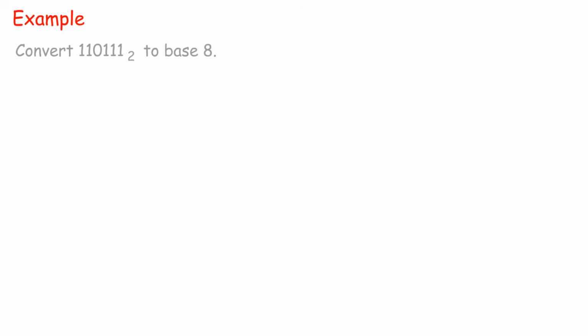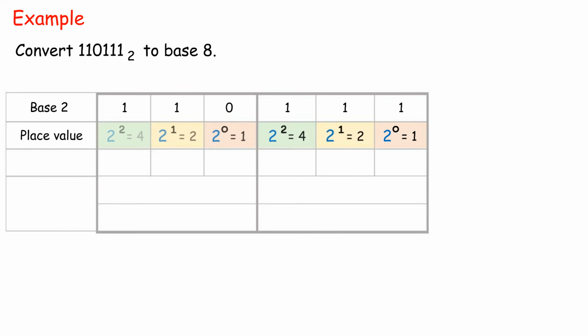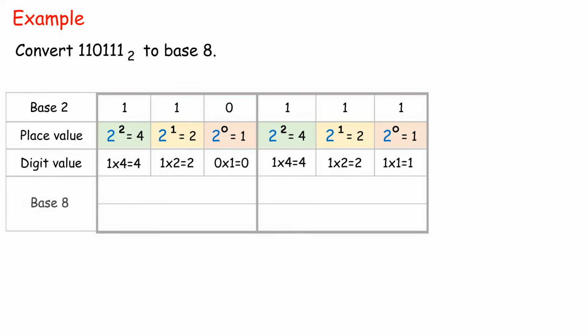Example: convert 110111 in base 2 to base 8. Solution: write down the digit in base 2. After that, write down the place value, 3 in one group. Then, write down the digit value. Add up the digit value in every group for base 8. Thus, 110111 in base 2 is 67 in base 8.